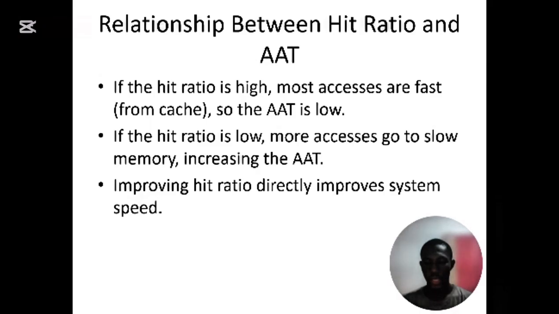Relationship between hit ratio and AAT. The relationship is simple. When the hit ratio goes up, the average access time goes down because most data is retrieved from the fast cache. When the hit ratio goes down, more time is spent accessing slower memory, so performance suffers.